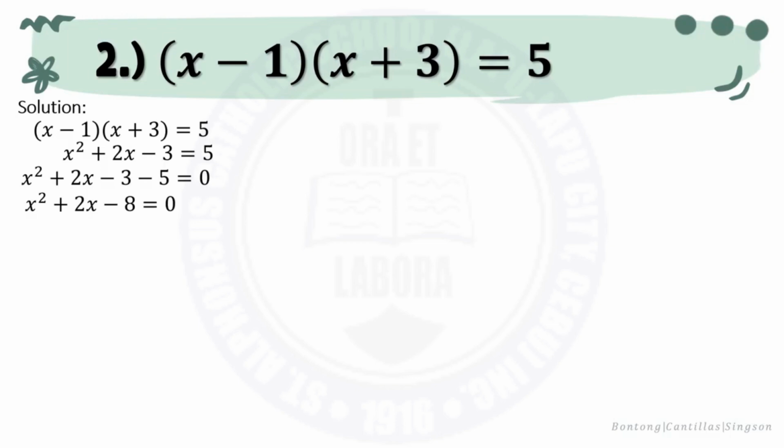So we are going to use the AC method in factoring this trinomial. So in the AC method, first, you're going to identify or determine the value of your A, B, and C. A here is 1, B is 2, C is -8. Next, draw the X mark.